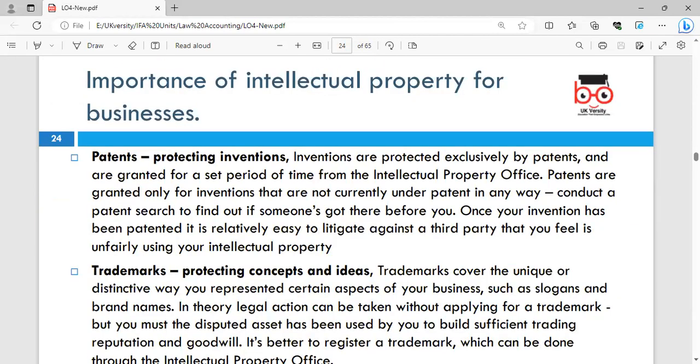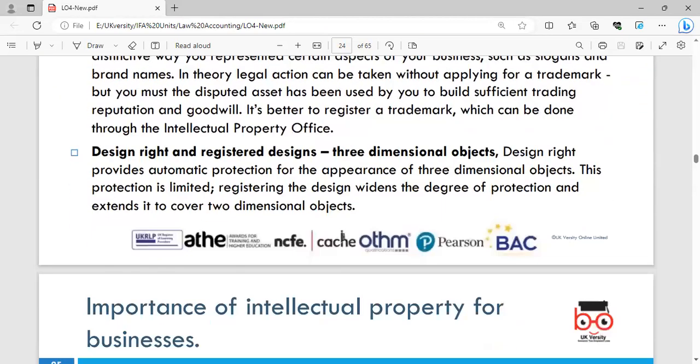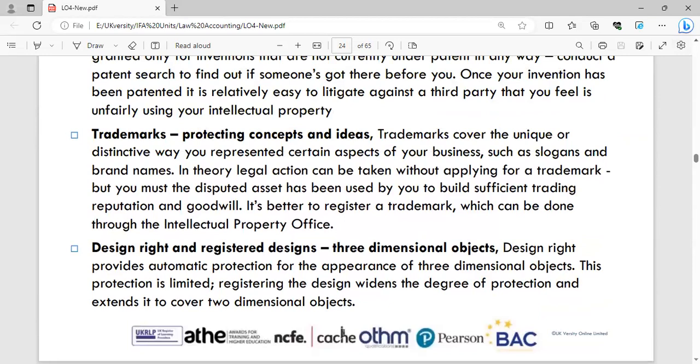Important intellectual properties for the business: patents, protecting inventions. If you invent something, if you have PhDs and develop something, you can protect it. Trademark protection, if you look at Nike, look at Next and so on. We can also protect design rights.